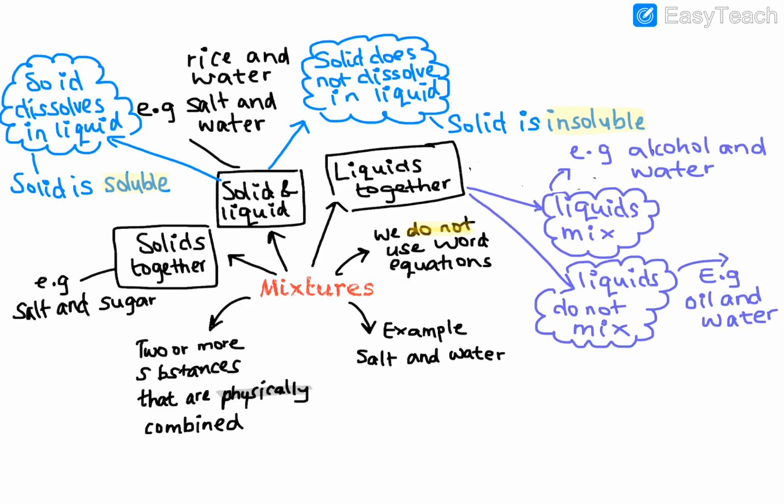You will need to take this down as it is in your copybook. If you want to take it as a map, you can take it down as a map, or if you want to write notes with sentences, you could also do that, as long as the information that has been covered here is in your copybook. So, thank you.